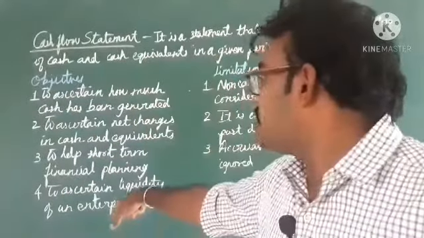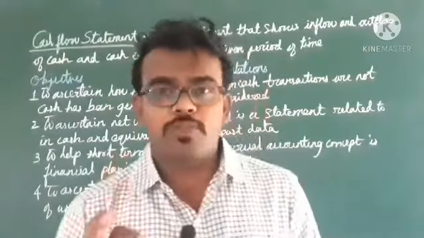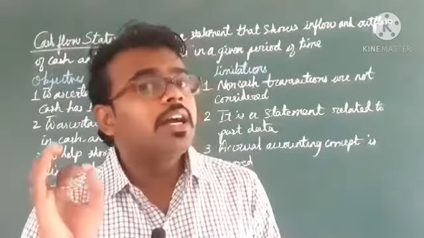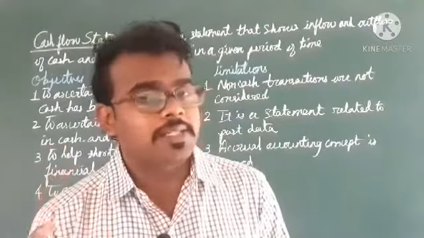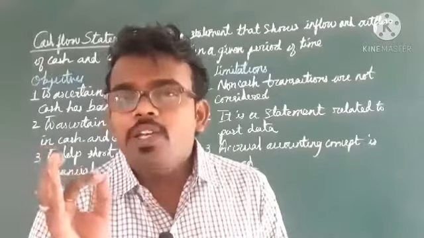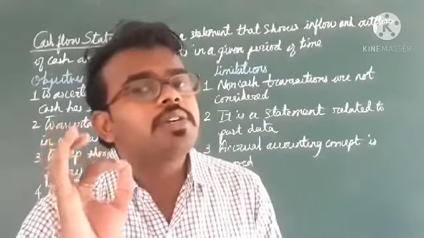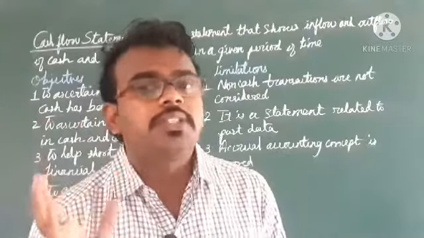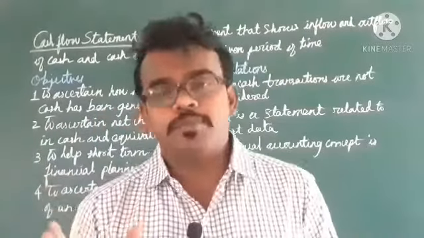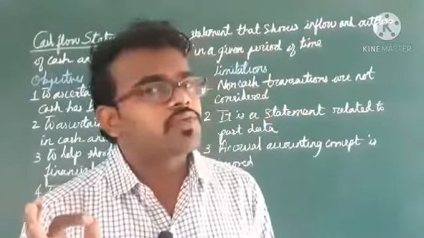Then what do we have? To ascertain the liquidity of an enterprise. Liquidation means closing of an enterprise. Liquidity means how much value of cash and cash equivalents there are in a business organization. That is called liquidity. So, these are all called the objectives of a cash flow statement.